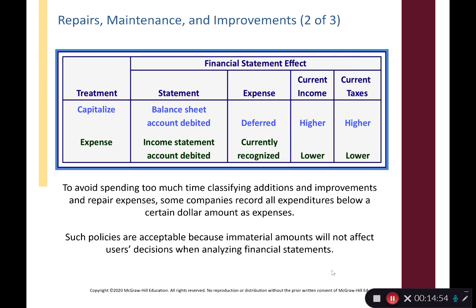To avoid spending too much time classifying additions and improvements and repair expenses, some companies record all expenditures below a certain dollar amount as expenses. So a lot of companies use $1,000 as a threshold. Anything less than $1,000 they just expense. If it's more than that, then they'll track it and depreciate it over time. These policies are acceptable even if the addition provides future benefits, because remember the concept of materiality. If an amount is small enough that nobody cares about it, we don't need to follow GAAP rules.